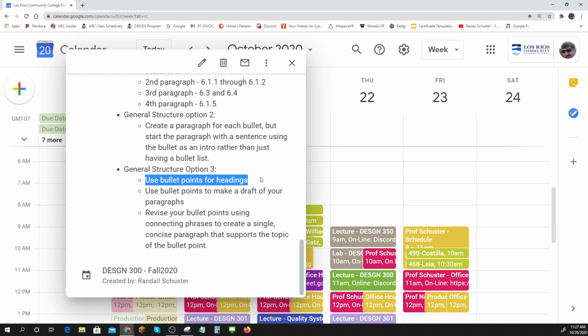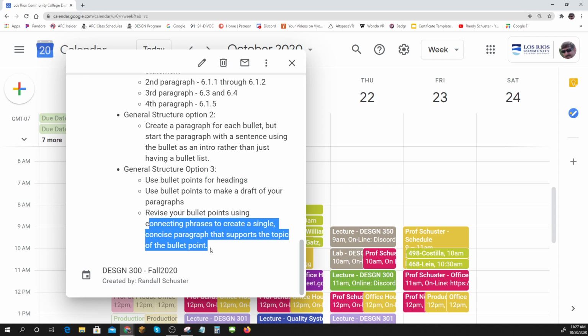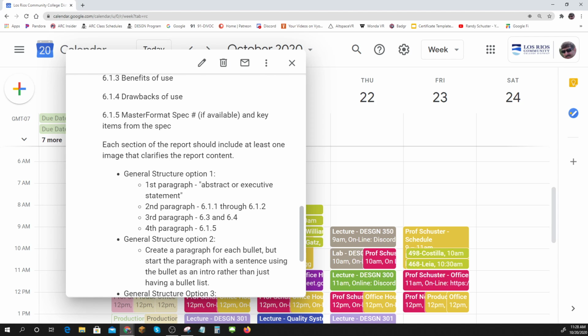If you're reading a report, often you want to be able to skim the headings very quickly to get right to the piece of information that you want. So leaving the bullet points in there as the headings, and maybe revising them a little bit, and then using them to put little paragraphs under each one is another good way to do it. Okay.